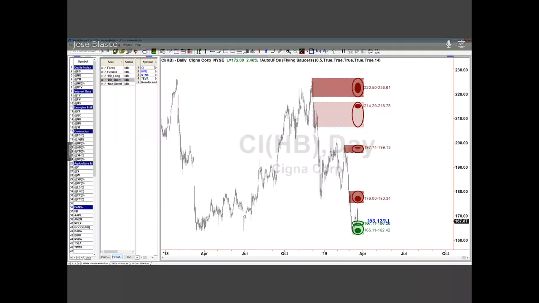And the reason why I was kind of interrupting my talking while I was talking is because I was looking at this parameter overnight. CI is trading 2.46% up, which is 172. And 172, it's more or less somewhere here. So that stock is going to gap up. And the moment it gaps up, that stock is going to enter this UFO.